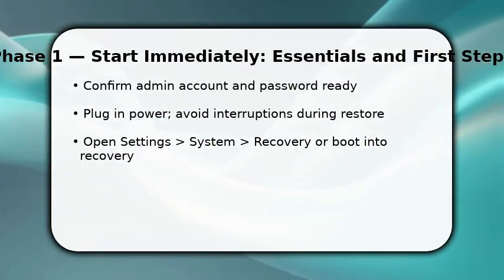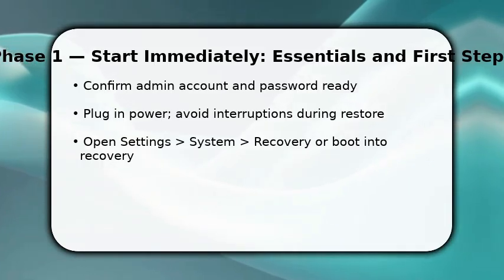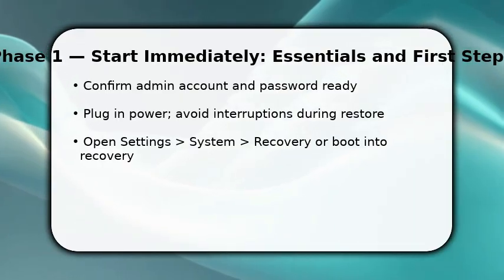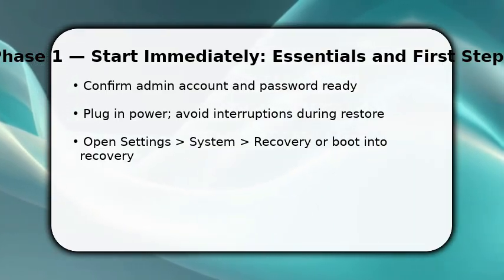You start by ensuring you have an administrator account and power connected. Interruptions can corrupt the process. Once ready, open Settings, go to System, then Recovery. If Windows won't boot, use a Recovery USB or Advanced Startup.